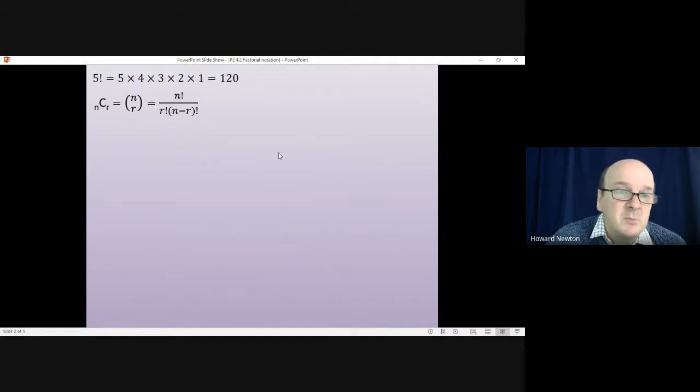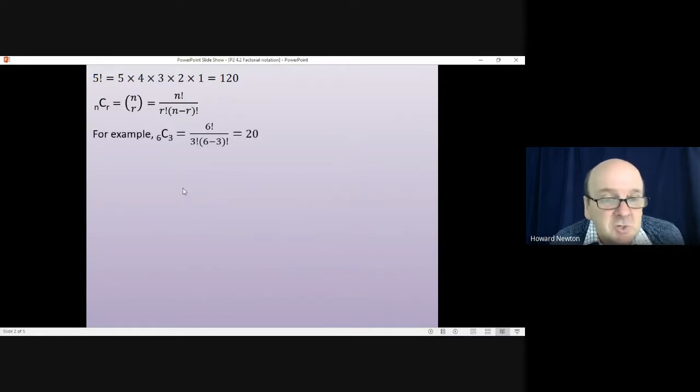It's sometimes written with vertical brackets with the n over the r. And here is how you would calculate it by hand. nCr is equal to n factorial divided by r factorial times (n minus r) factorial. So the example we were talking about, 6 choose 3, if you were choosing 3 students out of 6, then that would equal 6 factorial divided by 3 factorial times (6 minus 3) factorial.